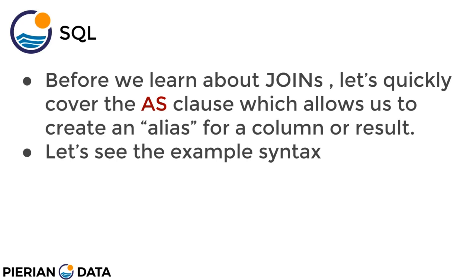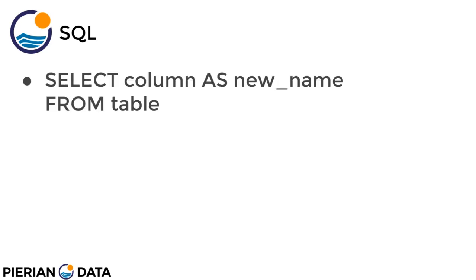Before we learn about joins, let's quickly cover this AS clause or AS statement, which allows us to create an alias for a column or result. And what we mean by alias is just an alternative name. Let's see the example syntax for this. This is actually quite simple.